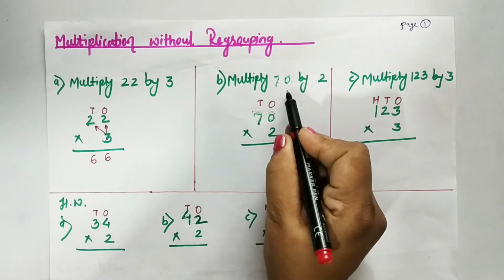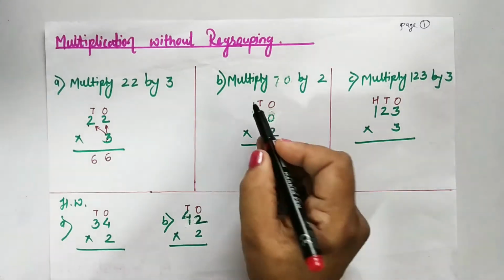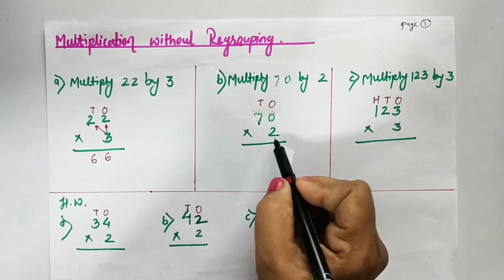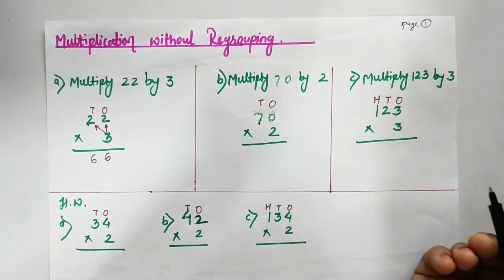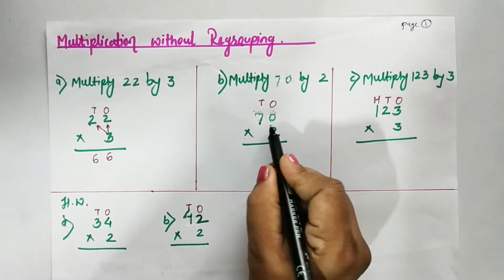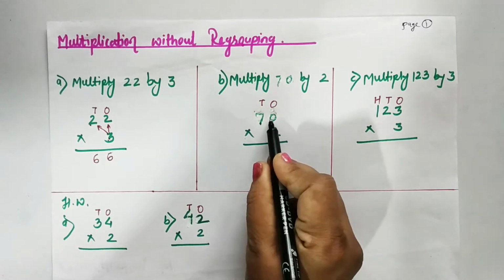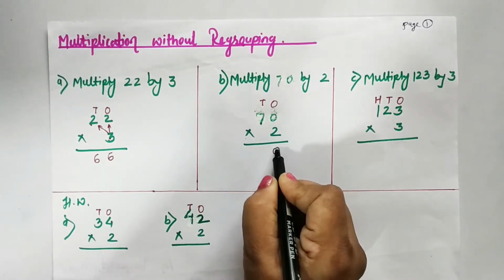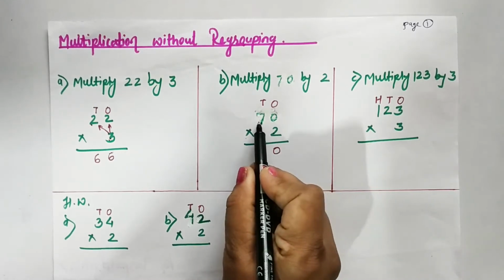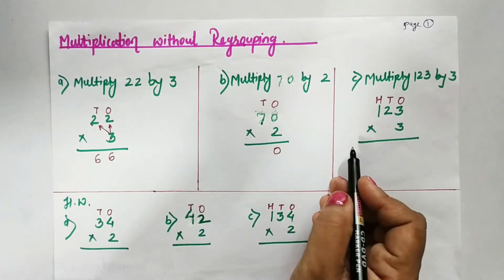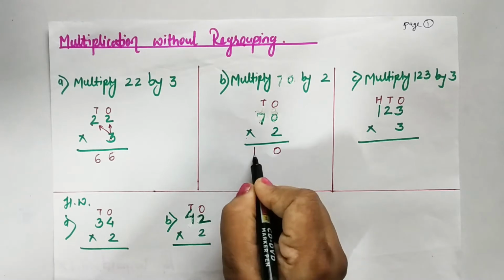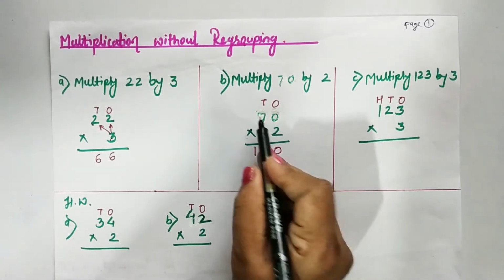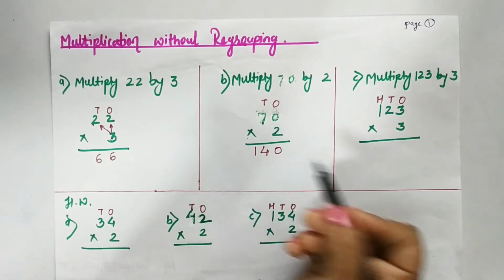Multiply 70 by 2. So write the number 70 over here. This is the multiplication sign, by 2. This is the ones place, this is the tens place. Now start multiplying by the ones place. 2 into 0, 0. 2 into 7, 2 7s are 14. So this way you have to write your answer. You write 14 over here.